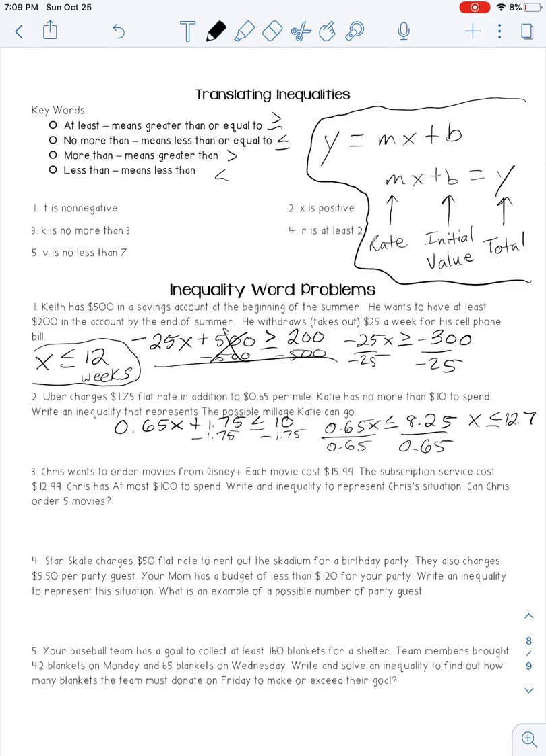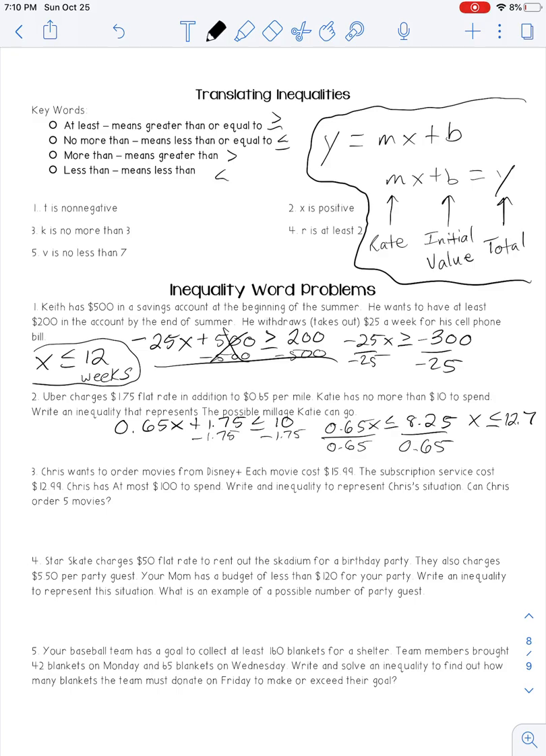Katie has no more than $10 to spend. Okay, write an inequality that represents the possible mileage. So if Katie can go about 12.7 miles, really what's the actual mileage that she can go? Okay, probably 12 miles would be about what she can go, but if you're talking exact, 12.7 miles is what she'll be able to go.